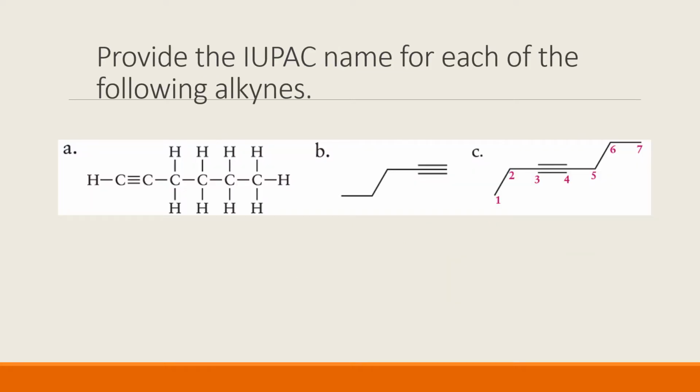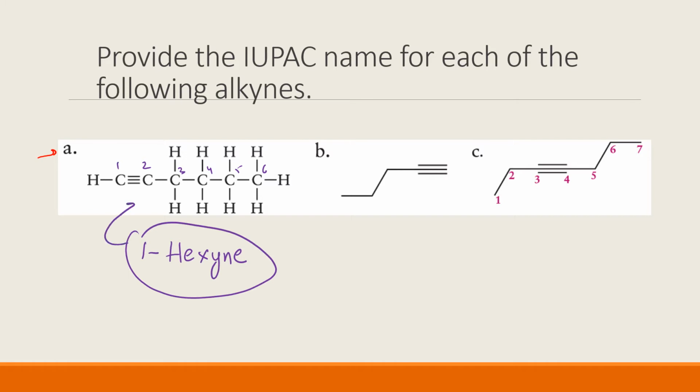Let's practice writing IUPAC names of each of these alkynes, starting with A. First we will number the carbon atoms, and as we can see the triple bond is towards the left hand side, so we will start our numbering from the left. It will be 1, 2, 3, 4, 5, and 6. The name for 6 is hex, and because it is an alkyne, it contains a triple bond, so the name ends with yne. The locator number for the triple bond is 1, so the name of this alkyne is 1-hexyne.